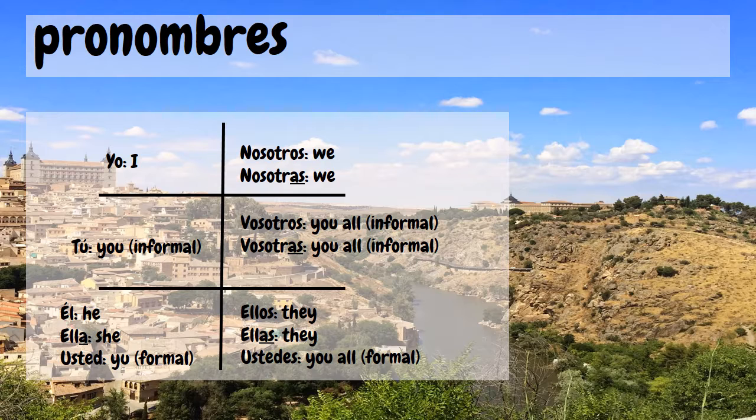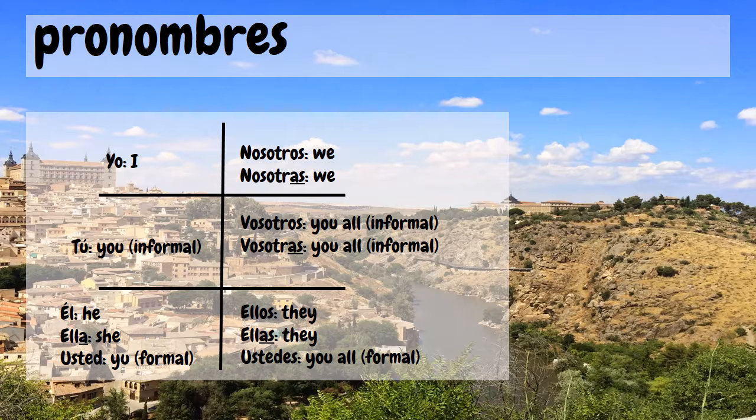Then we have tú, which means you, informal. Then we have él, ella, and usted. So él means he, ella means she, and usted is the formal way of saying you. So you guys would use usted with me, Miss Amador, Miss Brown, Mr. Khan, Mr. Hellickson. But when it comes to your peers, you would use tú.